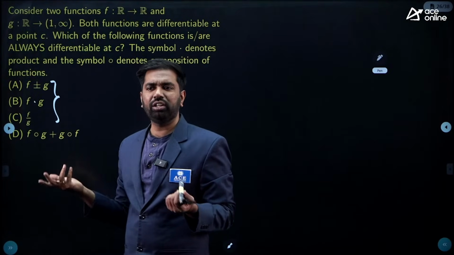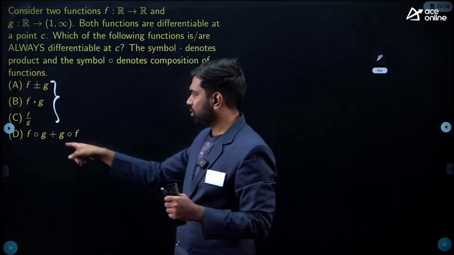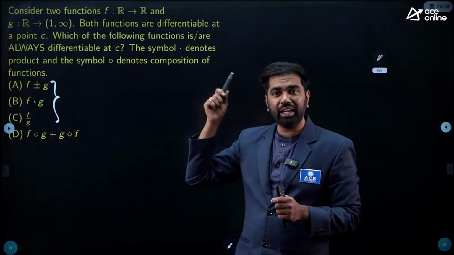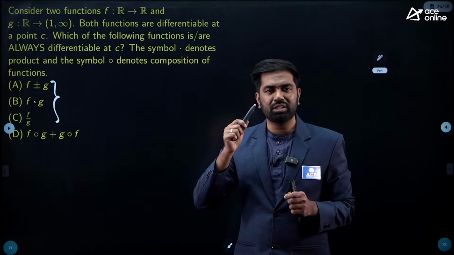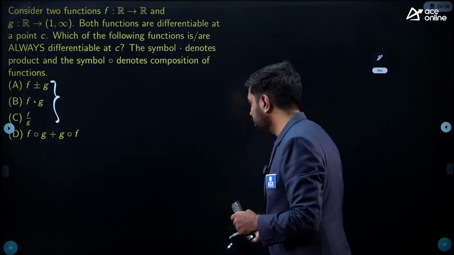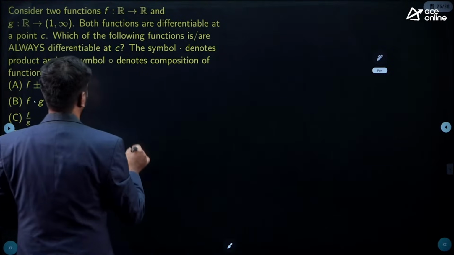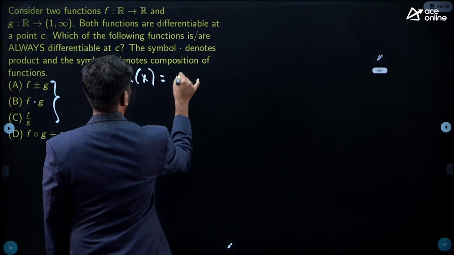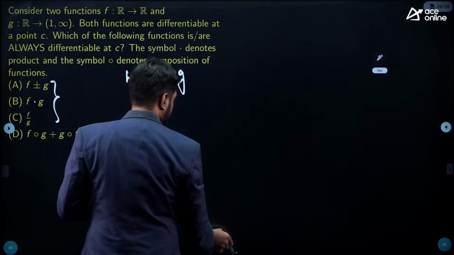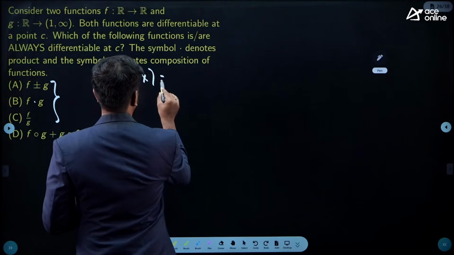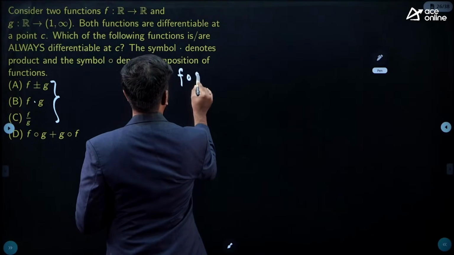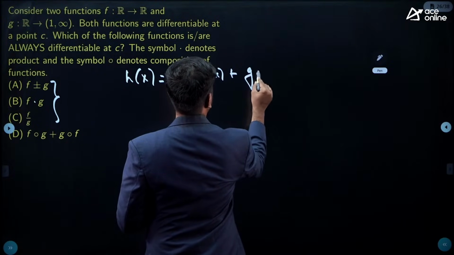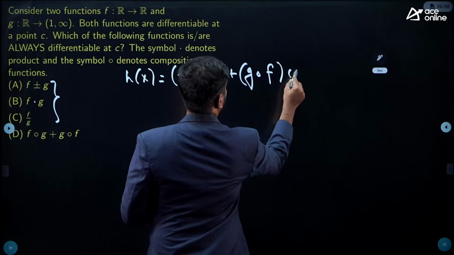We regularly teach this in the classroom. The most interesting thing is option D. I have already declared A, B, C as the right answer. I'm just left with option D. So how do you solve for option D? Let's assume h of x be f circle g of x plus g circle f of x.